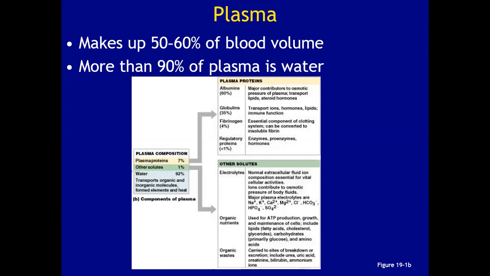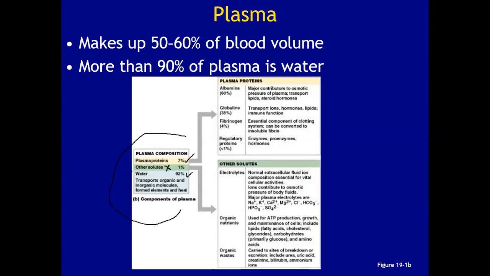Okay, when we look at the plasma, that 50 to 60% that's in the blood sample, more than 90% of it is water. Okay, and this kind of breaks it down for us. If you look at this portion here, it says 92% of the plasma is water. We've got 7% that are going to be the plasma proteins, and then we have these other solutes that are floating around.